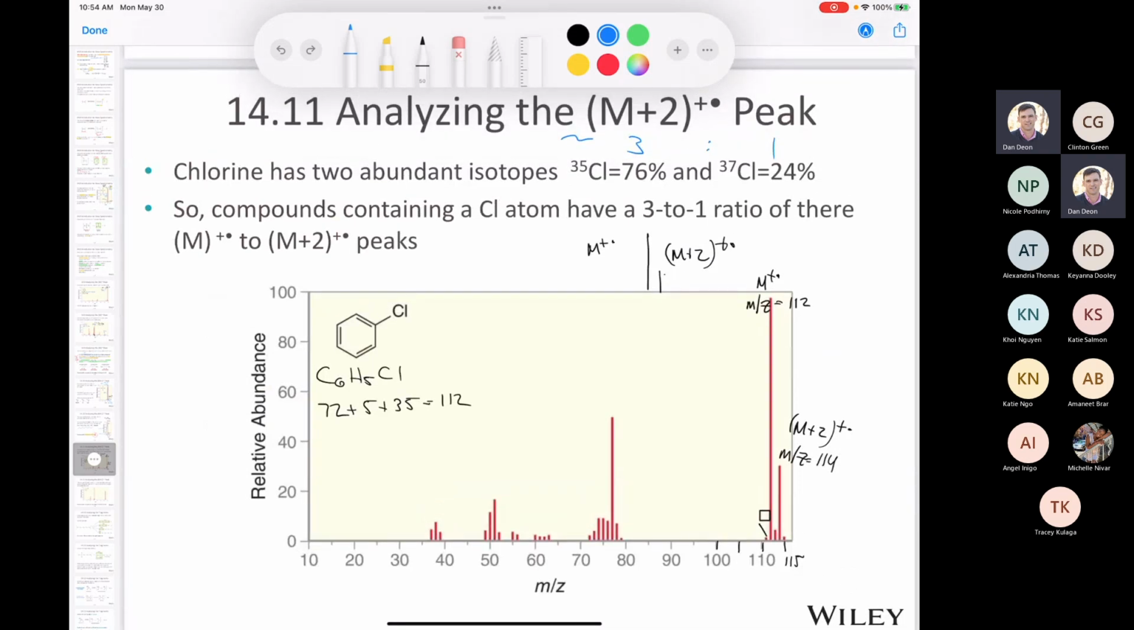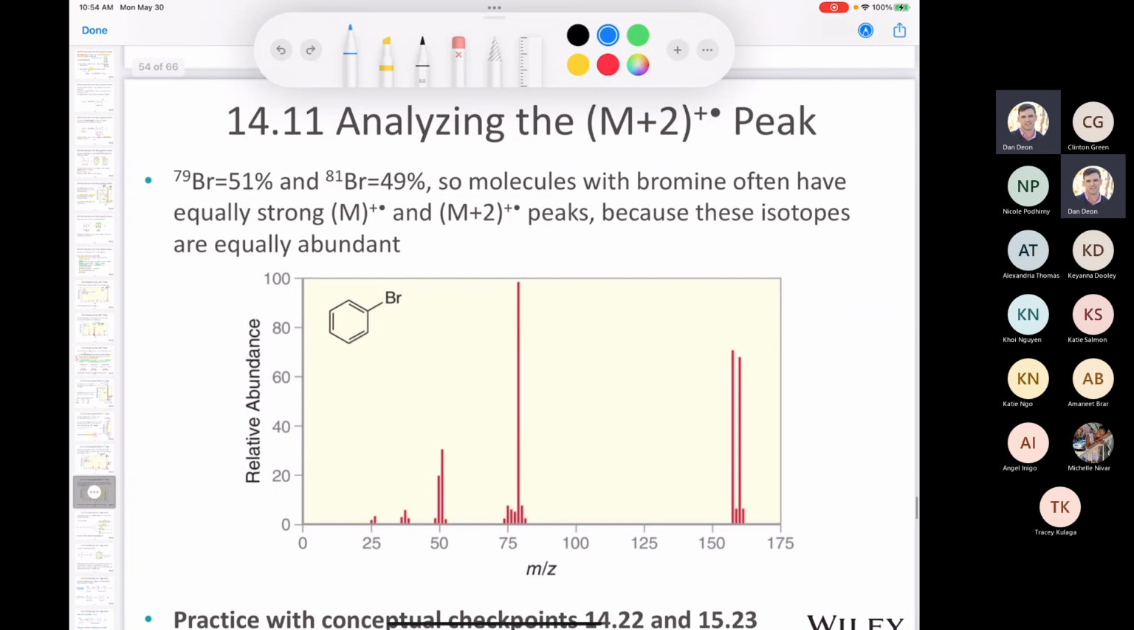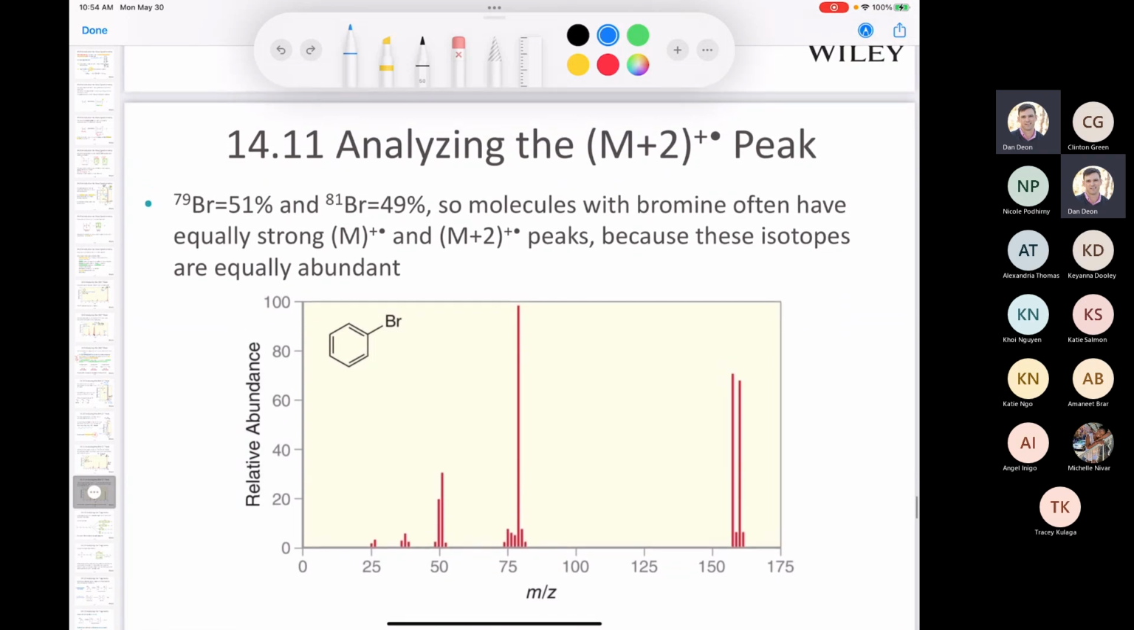That's how we can recognize chlorine as being in our molecule, just by looking at the molecular ion and the M+2 molecular ion. Well, I brought up bromine. How would you do something similar with bromine? Bromine has 2 abundant isotopes. You need to know them. However, they appear in a different relative abundance. Bromine 79 has an abundance of 51%, and bromine 81 is about 49%. Therefore, the ratio of the M plus to the M+2 is going to be about 1 to 1.